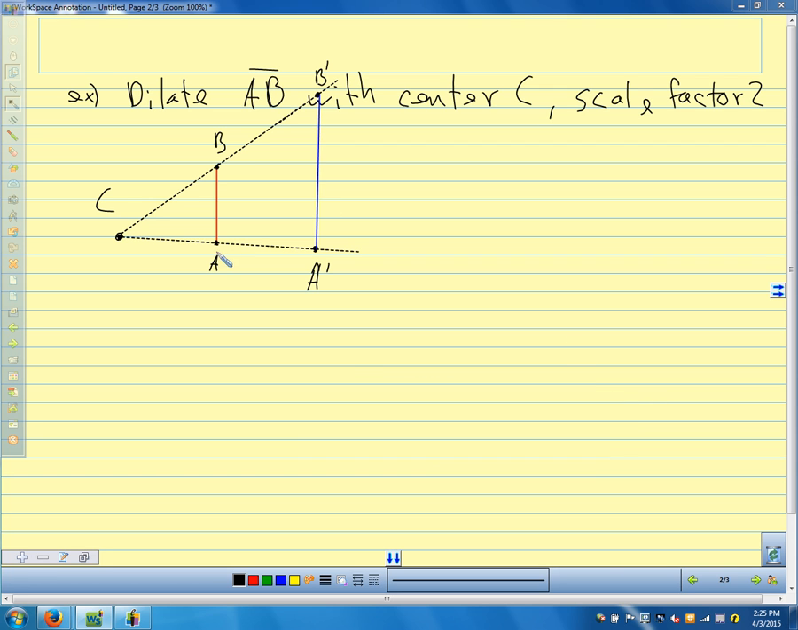If I measured AB and A prime B prime, it should be twice as long. This length from C to B prime should be twice as long as the distance from C to B. That's why we measure the same distance. If it was supposed to be a scale factor of 3, we'd want to make it 3 times as long, so we would have measured out another length that was the same length. So that's how we can dilate with any scale factor we want. And we can make our center of dilation anywhere we want.